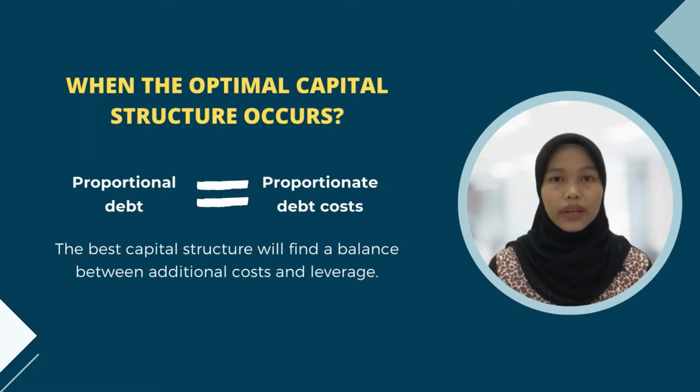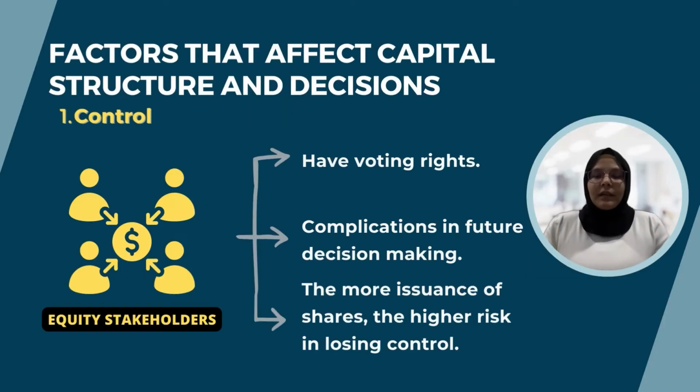So, how do we know when the optimal capital structure occurs? It happens when the proportional debt return equals the proportional debt cost. The best capital structure will find a balance between the additional cost and leverage that may come up during financial difficulties and reduce a company's tax incentive for using debt. Now, there are factors that affect the capital structure as well as managers' decisions.